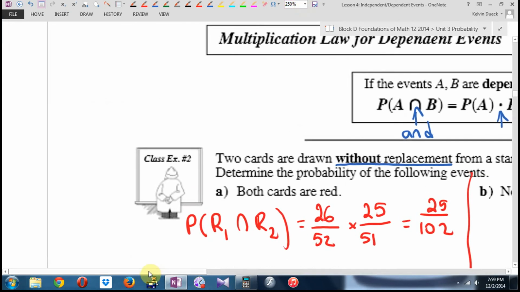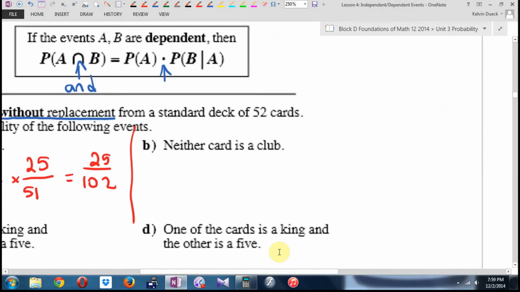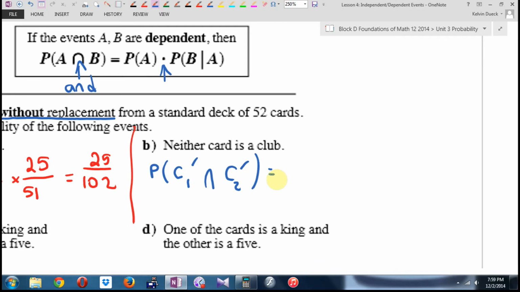Let's try B. Zoom in a bit so you guys can see. Neither card is a club. So what we want is the probability of not club 1 and not club 2. How many non-clubs are there in the deck? Well, how many clubs are there in the deck? 13. So how many non-clubs are there in the deck? 39 out of 52.